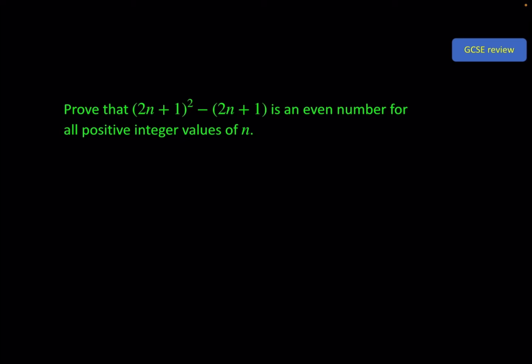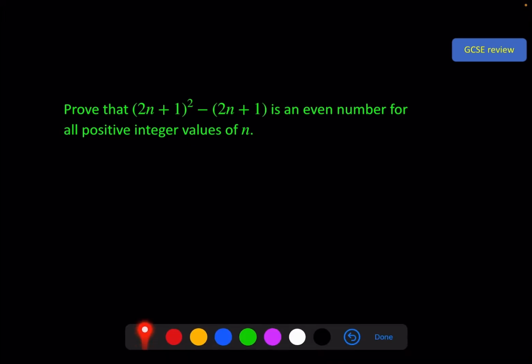GCSE review question on the screen to get us going. Pause the video now if you've got time, give this a go. Here we've got the question: prove that this expression is an even number for all positive integer values of n.